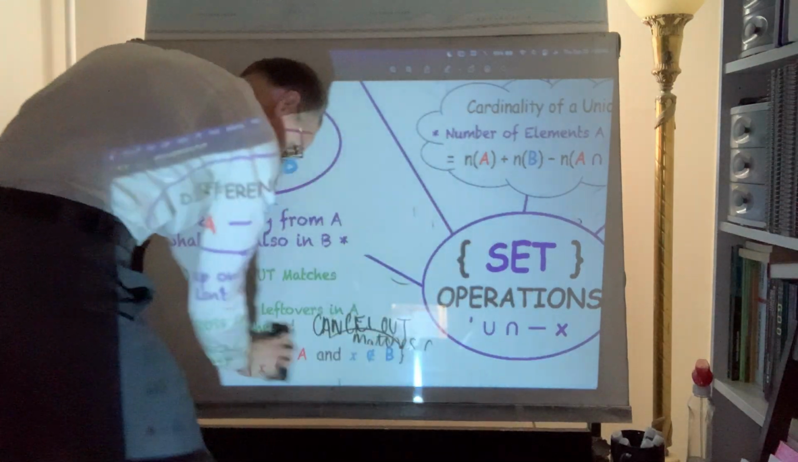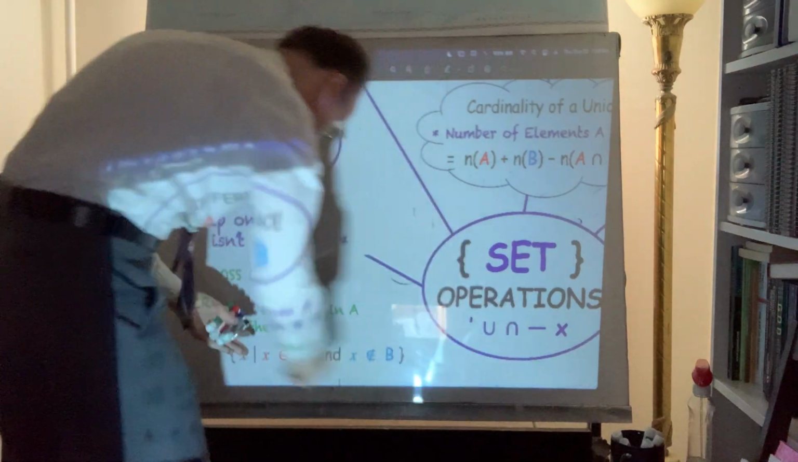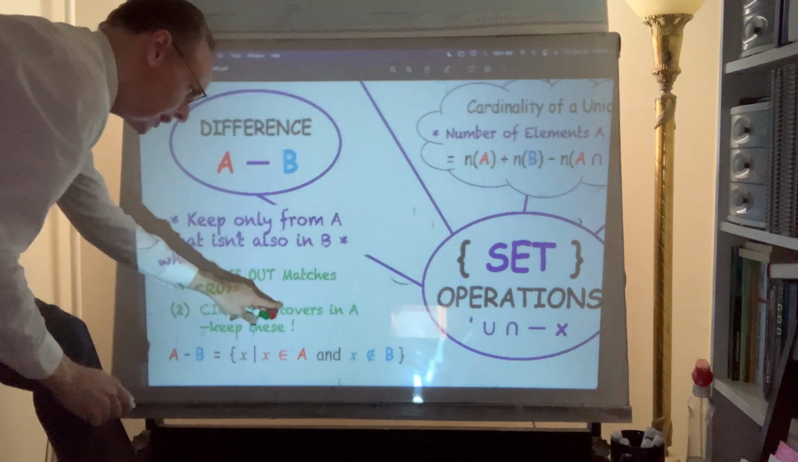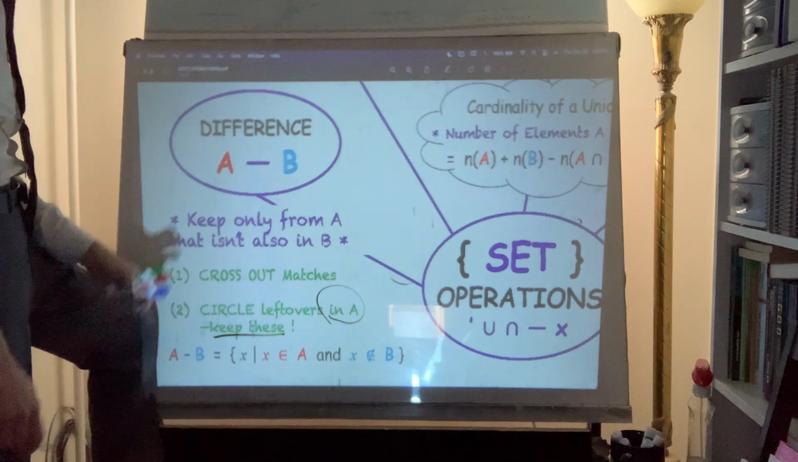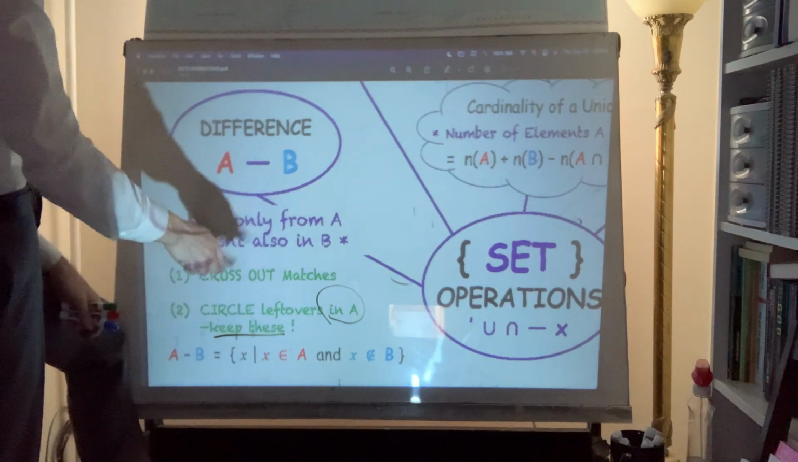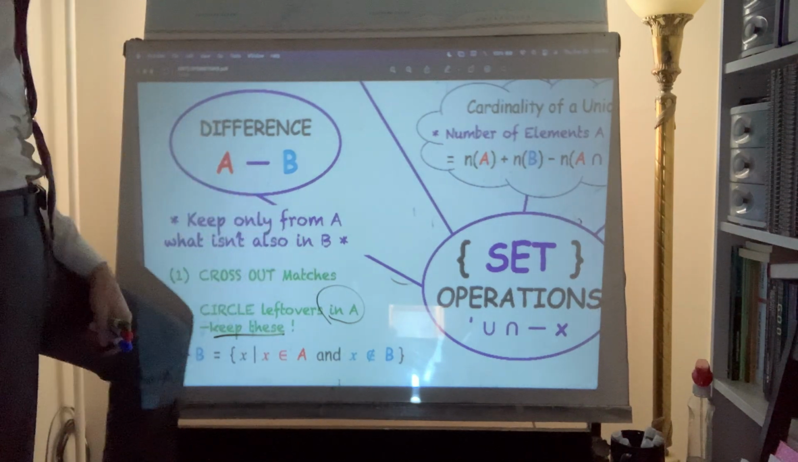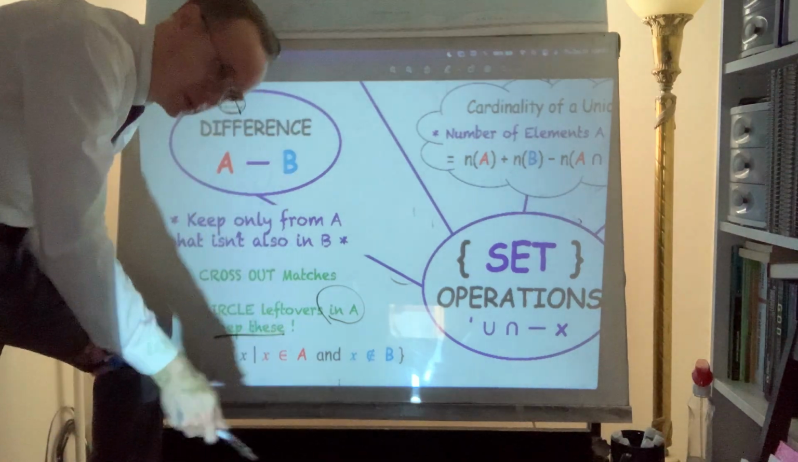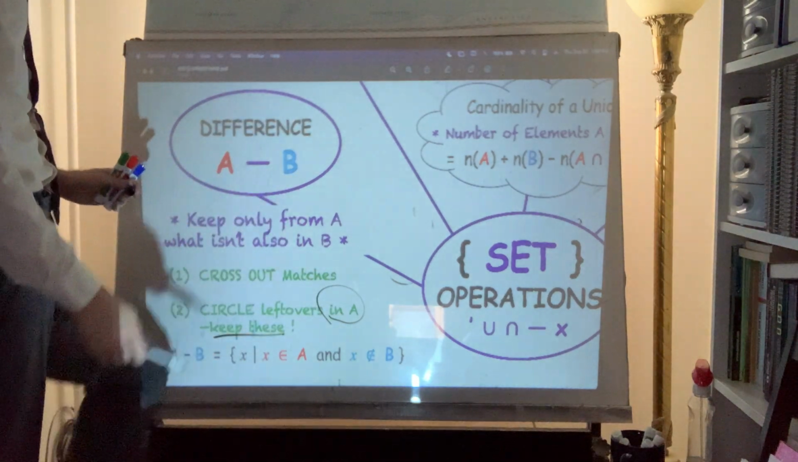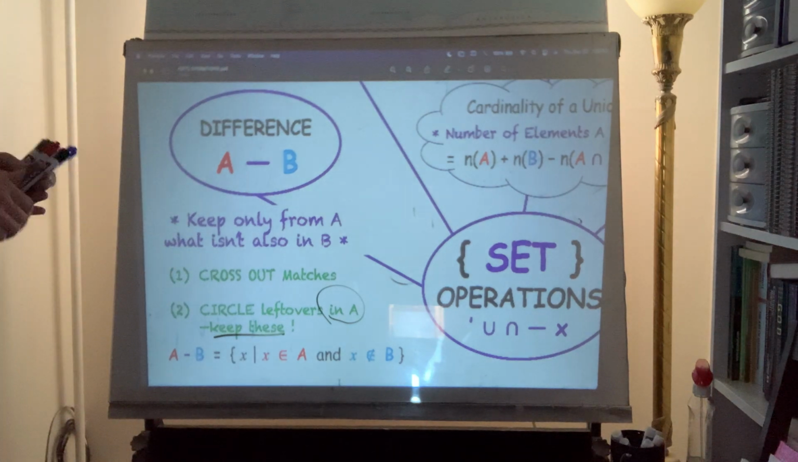And just because this is obscured, humor me a minute. Circle the leftovers in A. Keep these only. So you've crossed out the things that match, but you're keeping the things that happen to be in A. You're not keeping the things that are not A, because that would be a complement. It takes a little getting used to.